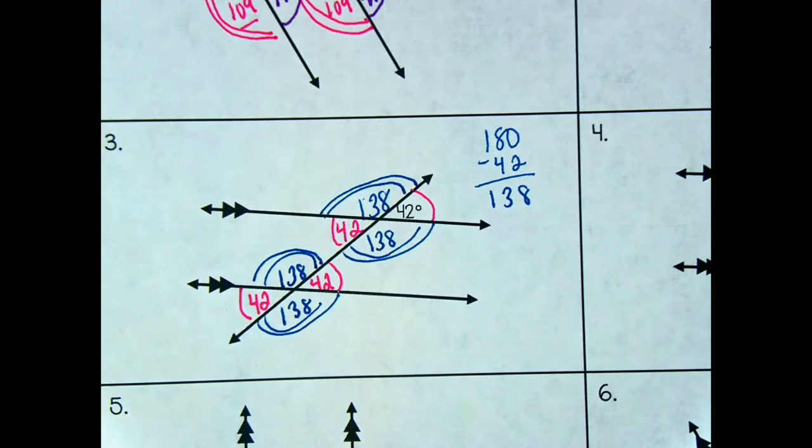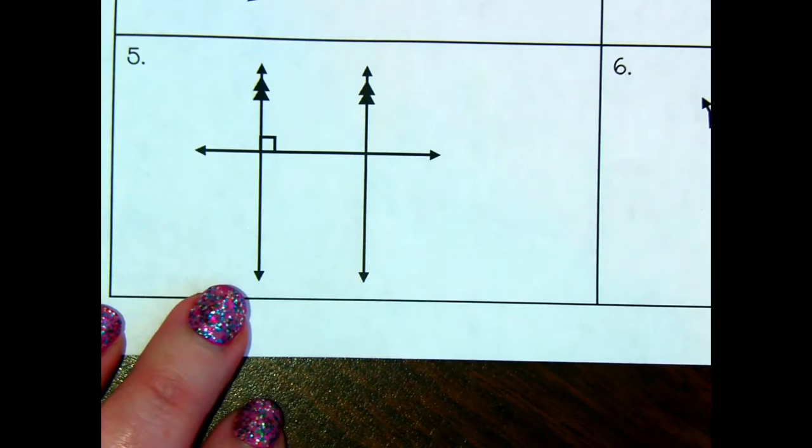And it may seem overwhelming because there are so many different options. That is why it is so important to show your work. And when asked for a reason, you give it so I can see as the teacher which method you are using. Our last example has to do with right angles.